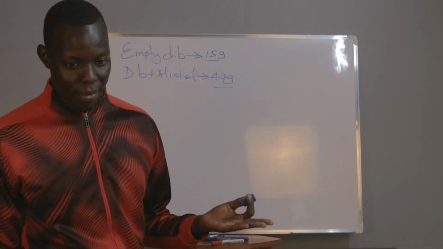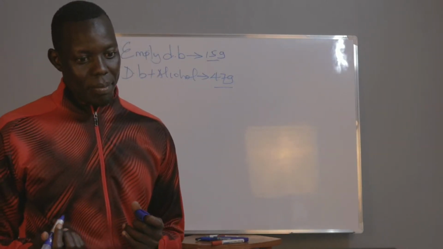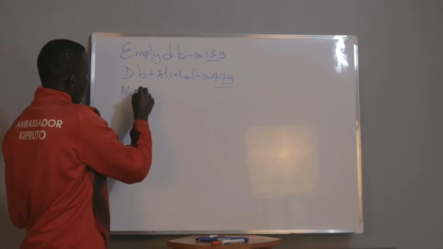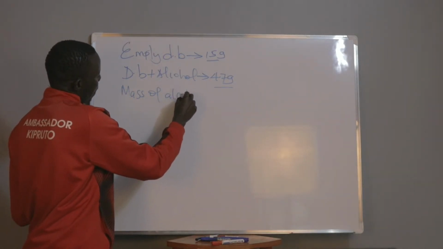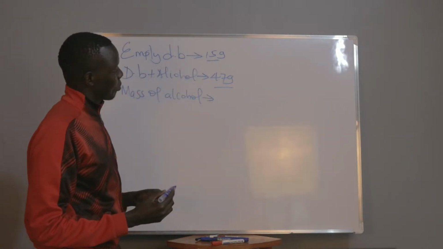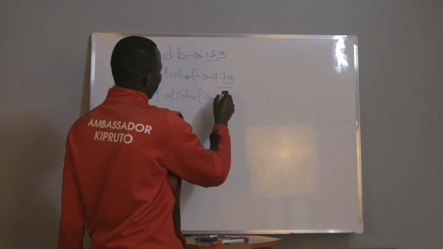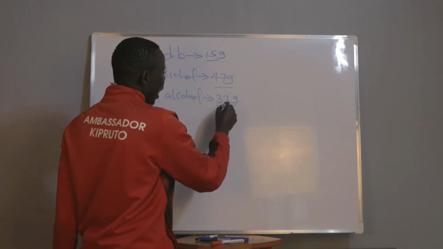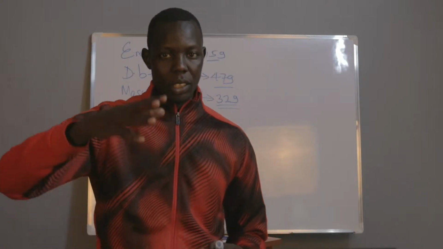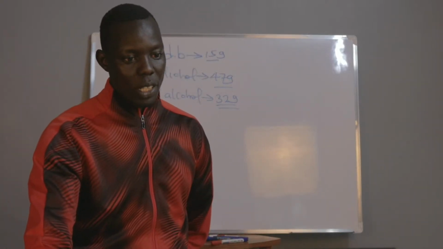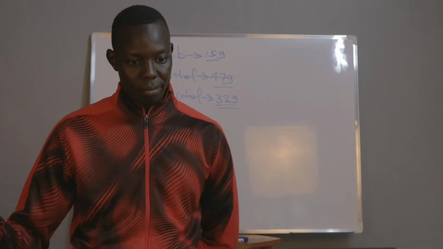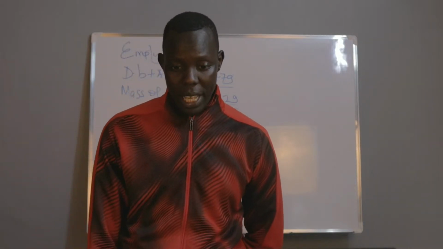Now, what's the mass of alcohol? The mass of alcohol is going to be 47 minus 15, which is 32 grams. 32 grams is the mass of alcohol. From our question, we are told that the density of alcohol is 0.8. 0.8 what? Grams per centimeter cubed.